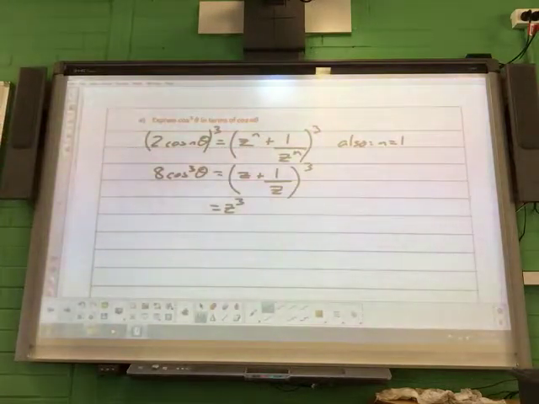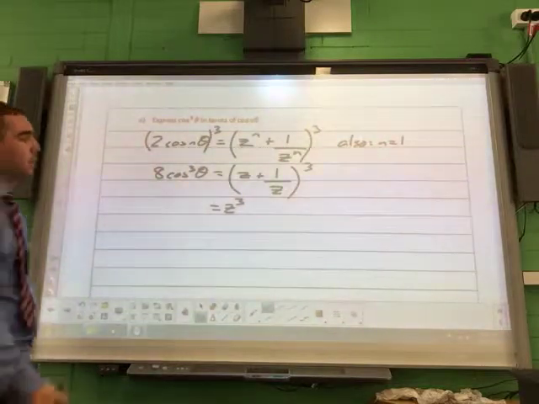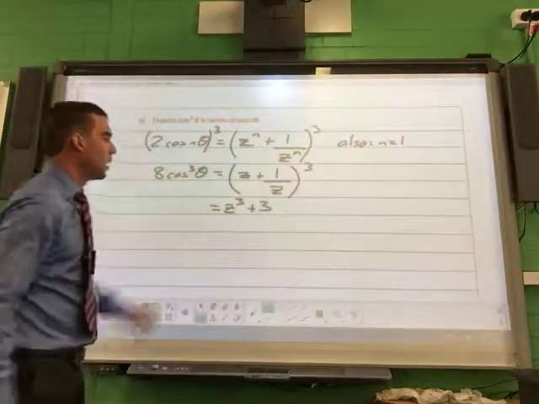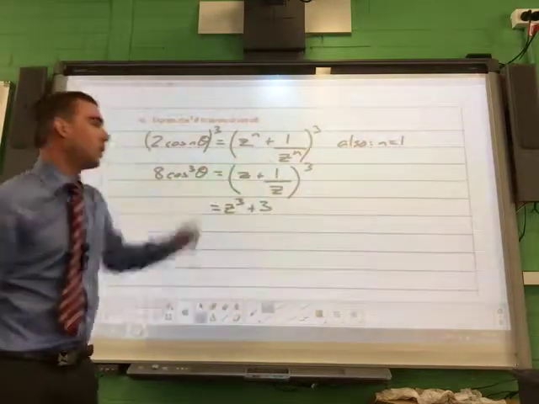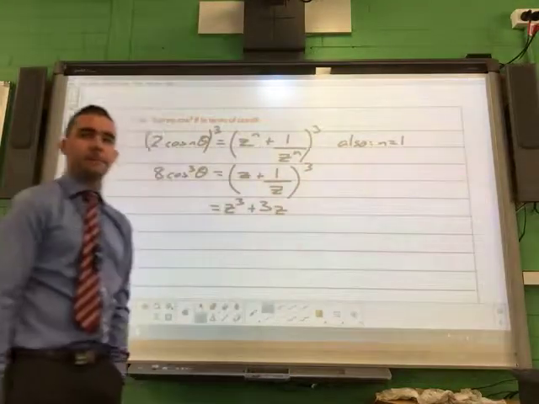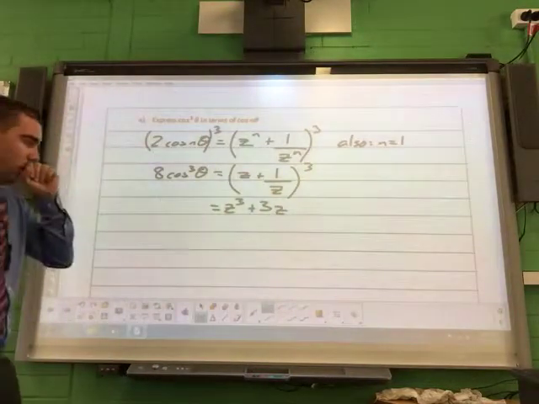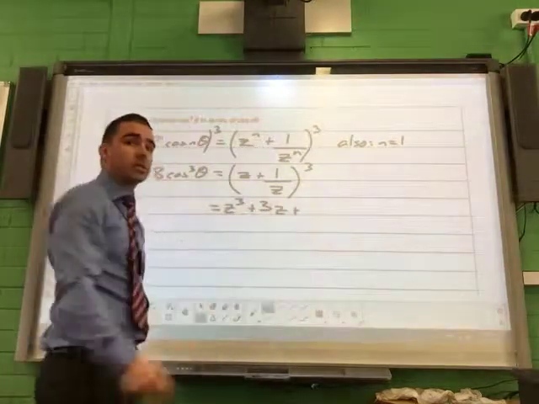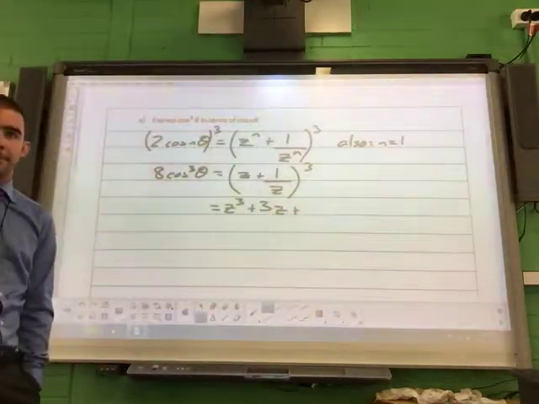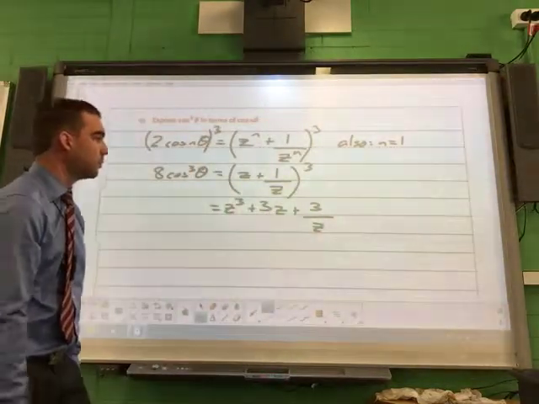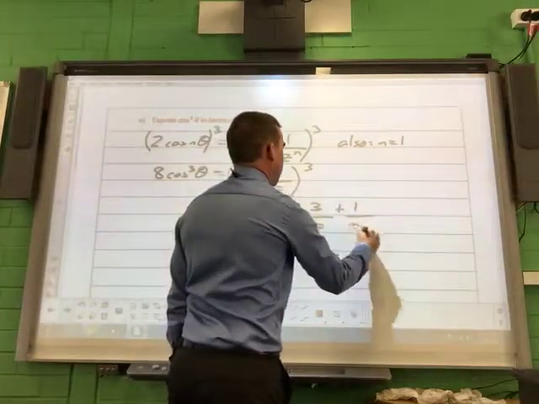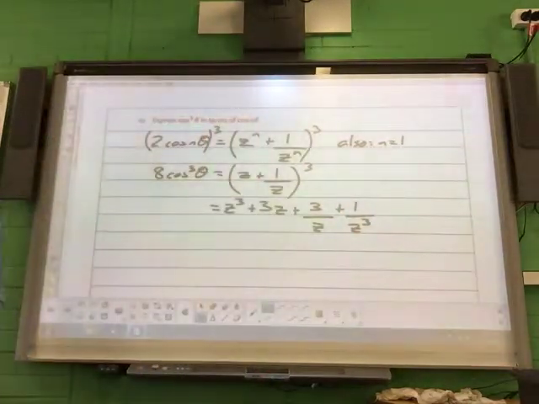Using binomials. So z to the power 3, the next coefficient is 3. This squared, this to the power of 1. So this becomes negative 1, 2 take away 1 is 1, so it is 3 z. And we're decreasing by 2 each power. So this becomes 3 over z plus 1 over z cubed. Recognising the pattern and following it.